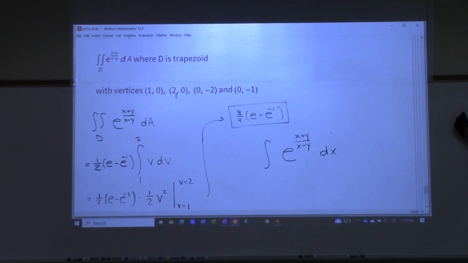You know what I'm saying? Like, it's not a straightforward integration. Do you all see that? It's not straightforward.